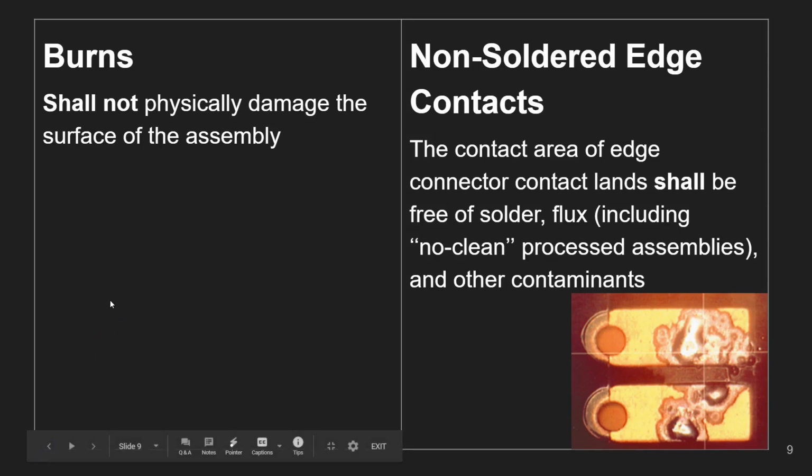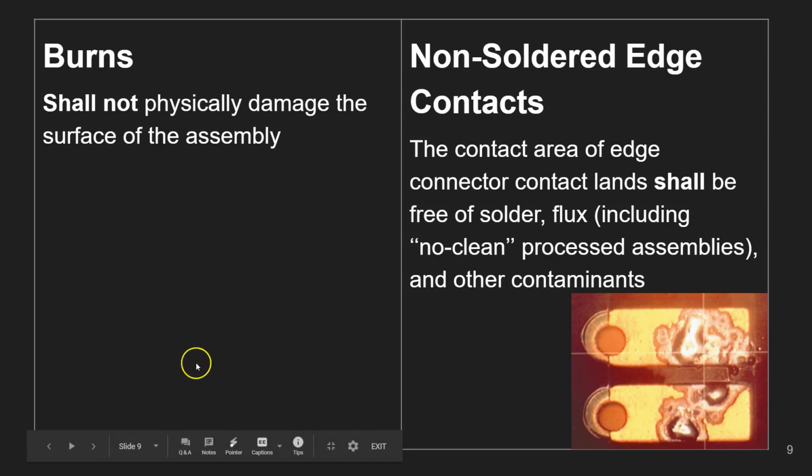So here, non-soldered edge contacts. For that, the example is given here, and you can see how badly it has been soldered over here. According to the IPC standard, the contact area of the edge connector contact length shall be free of solder flux, including no-clean process assemblies, and other contaminants. If this happens, then that will not be called a good design, and it may interfere with the proper functioning of the board.